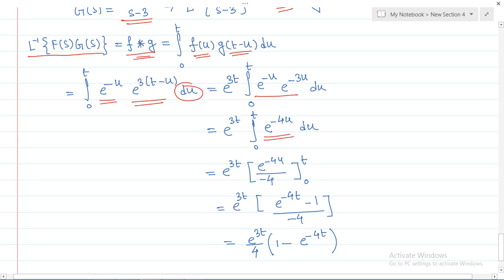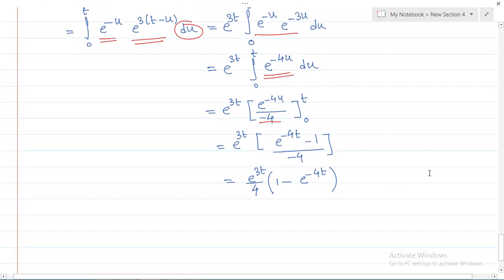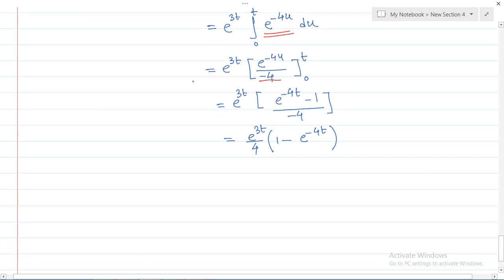Integration of e power minus 4u is e power minus 4u by minus 4. We have to put the upper limit as t and lower limit as 0. So after putting upper limit t and lower limit 0, what are we getting? The answer is going to be e power 3t by 4 into 1 minus e power minus 4t. So with this, I am going to close the convolution.